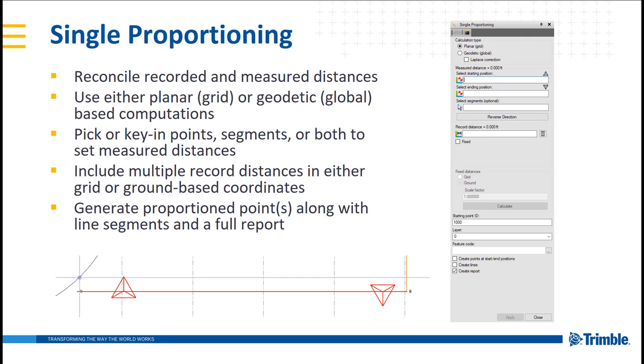And you can include multiple record distances in either grid or ground-based coordinates, and if you do have the ground-based fixed distances, you can apply a local project scale factor as well. The ultimate result of this is to generate proportioned points along with line segments and a full report, which is optional.